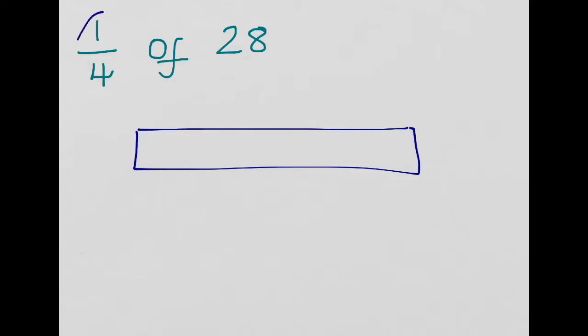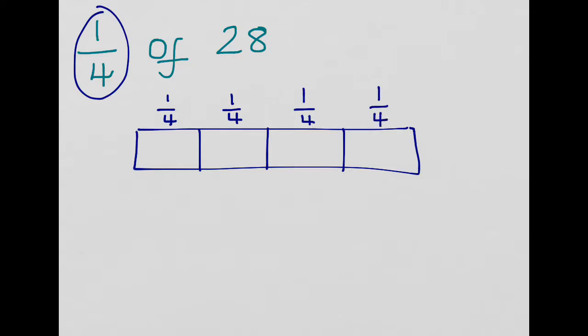Now my question is asking for 1/4, so I need to divide my one whole into quarters. So I divide it up equally, and each of these parts of the bar represents 1/4. My denominator is 4, and I've divided it into 4 parts because the denominator tells me how many parts I've divided it into.